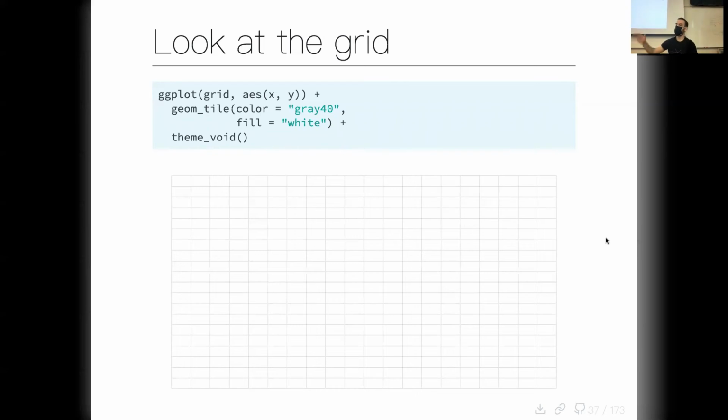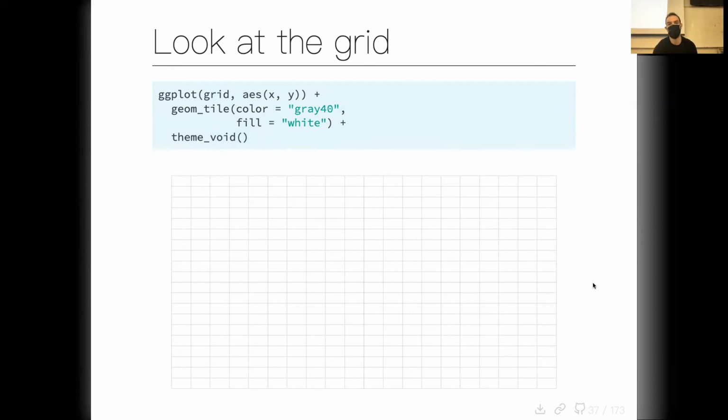We can take this now because it is a data frame and we can just plot it immediately. Okay, so I go ggplot, I'm going to plot that grid, put the X on the X-axis, the Y on the Y-axis, and then use geom_tile. Okay, in this case, I'm saying make the color gray 40 and fill it with white. Okay, and then I use theme void because all I'm really trying to do is just see the grid. And there we go, right? We have a grid now.